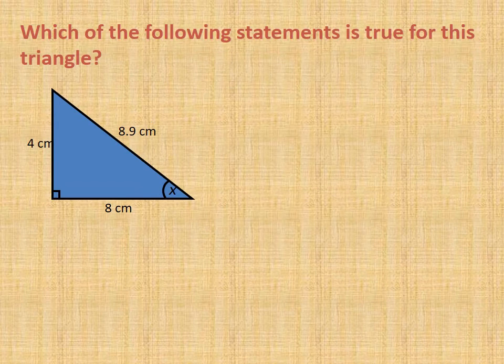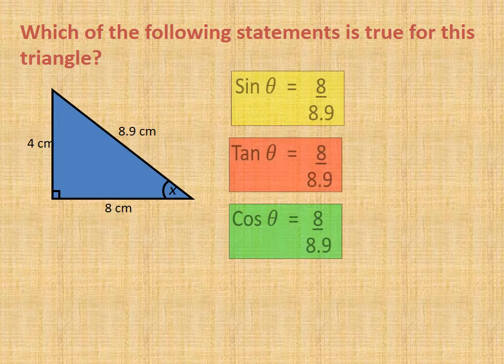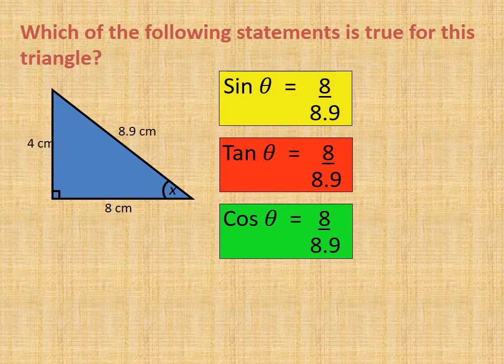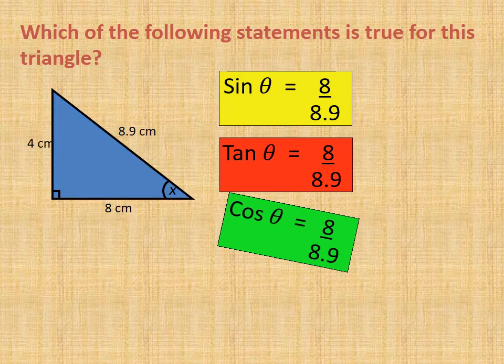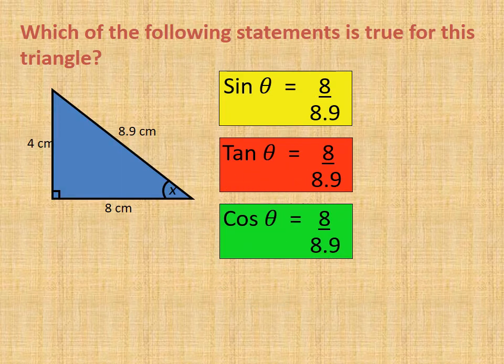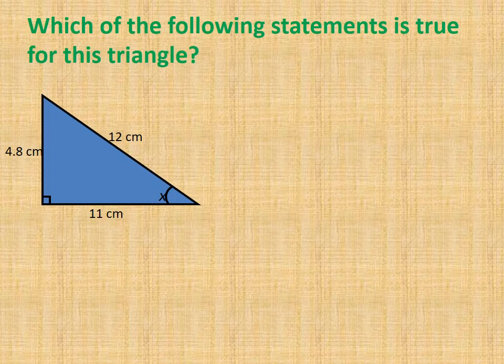Which of the following statements is true also? I have here for angle x, the hypotenuse equal 8.9 and the adjacent equal 8 centimeter. Finally, 4 centimeter for the opposite side. Which of the following is right? Of course, cosine theta would be 8/8.9.